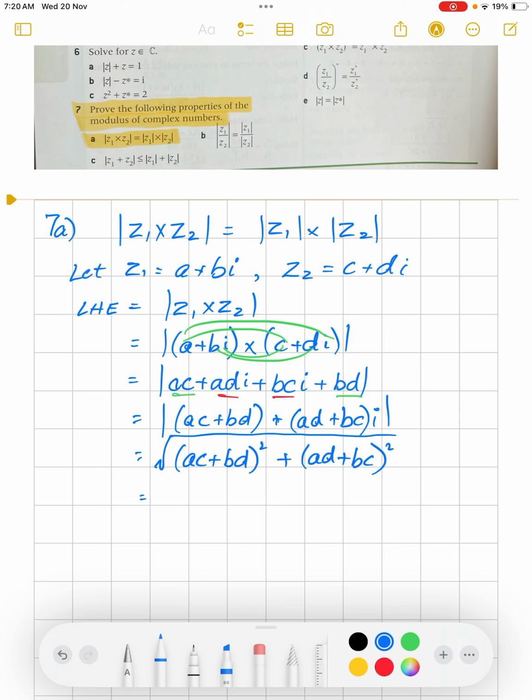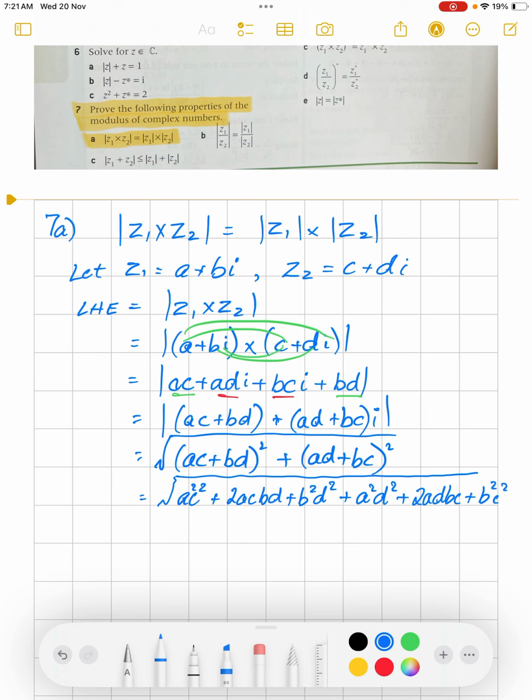We may need to expand this to simplify, so let's expand. AC plus BD squared is A squared C squared, plus 2 AC BD, plus B squared D squared. That's the first bracket squared. Now the second bracket squared is A squared D squared, and double the product, so 2 AD BC, and then finally B squared C squared.